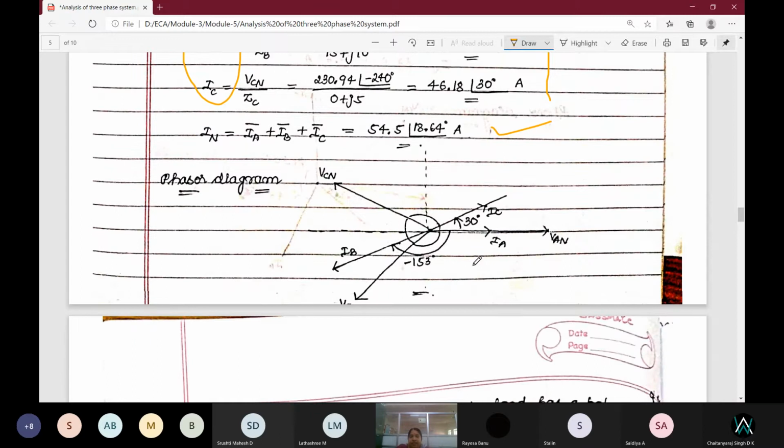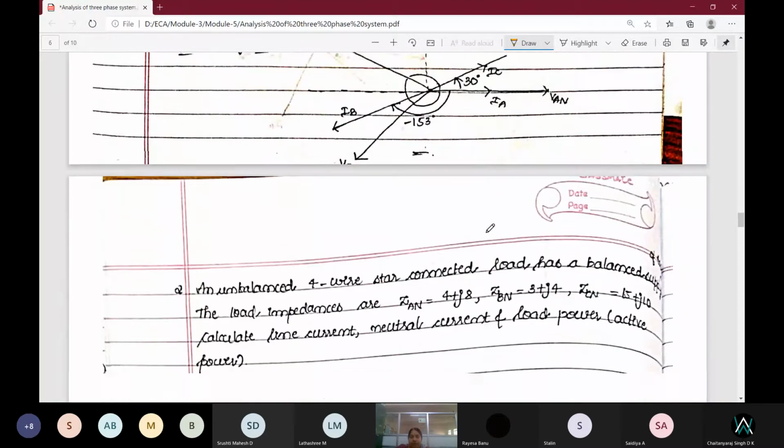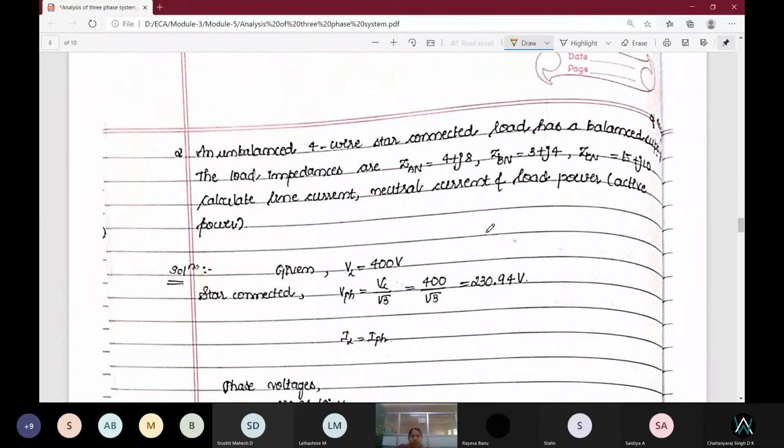This phasor diagram, I'll teach you on the whiteboard. Here we have to draw VAN, VBN, VCN, and then we have to put in these angles, IA, IB and IC. I'll show that one problem on the whiteboard tomorrow. Okay, next we'll go with the next problem.